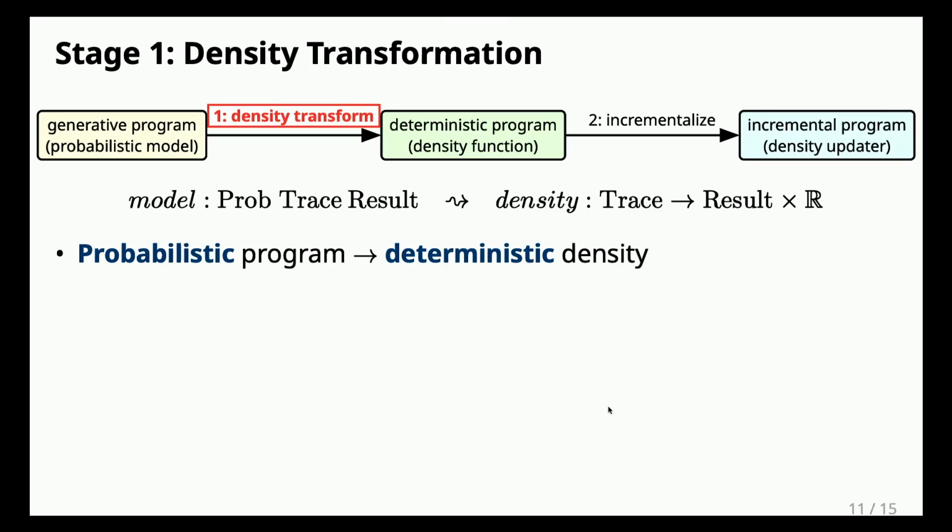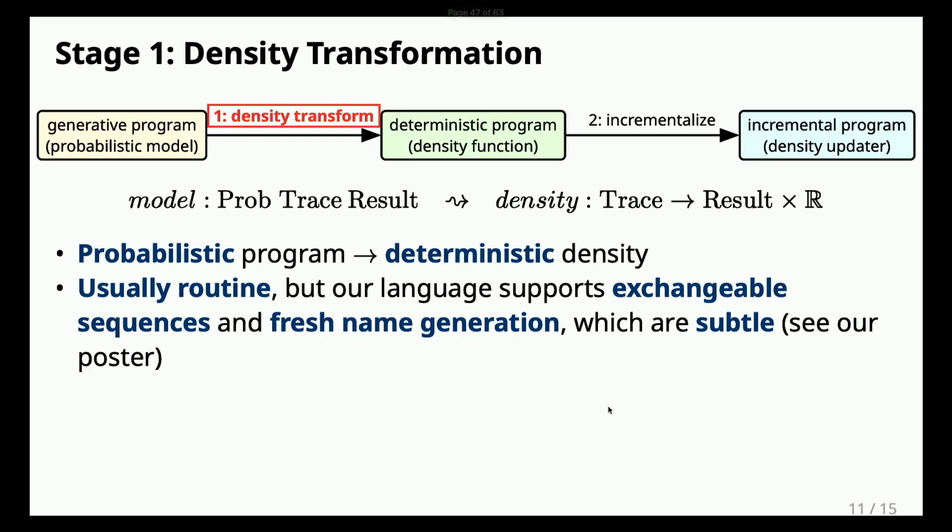So yeah, in the first step, we take this probabilistic model with a prob type, and turn it into a density function, which takes the trace as input, returns the result, and also the weight, or the density. So this kind of transformation is usually routine, but in our setting, it's a bit more subtle, because we have these exchangeable sequences and name generations, which makes this a bit more complicated. If you're curious, talk to us in the poster session.